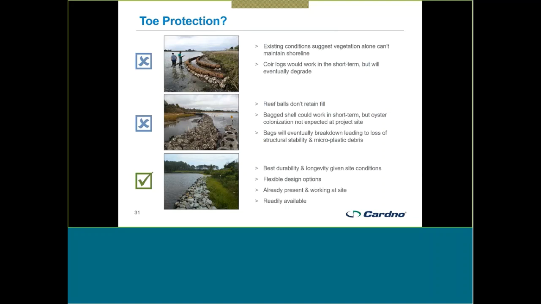So we started thinking through the options here. We didn't choose coir logs because when we looked at the existing conditions, it was clearly an eroding shoreline. The thought process was, once those biologs have degraded, we're going to be right back in the same situation that we are in now. While the coir logs would provide protection in the short term, eventually they would degrade, and we were concerned that there needed to be some long-term protection so that we didn't just repeat the cycle that we were in.